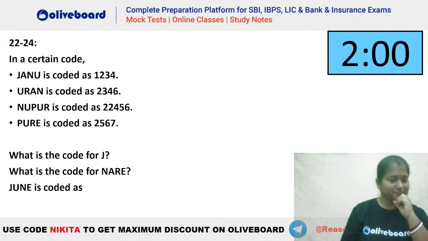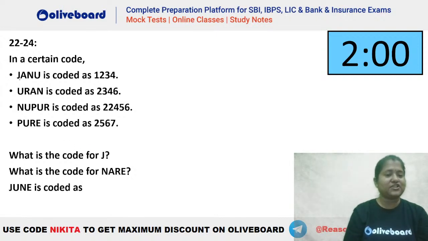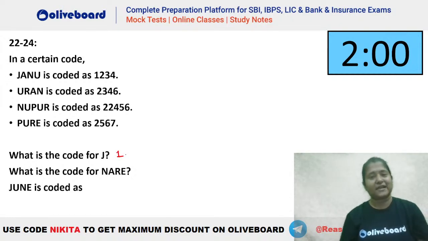J is 1. Let's see, what is the code for J is the question. You can see JANU is 1, 2, 3, 4. Now, if you check, J has not been used anywhere else. That means it's an exclusive alphabet. So, an exclusive alphabet will have an exclusive code. So, you can see J should be coded as 1 because 1 has not been used anywhere else, right? So, this is your 1. Okay. J is 1. That is absolutely right.